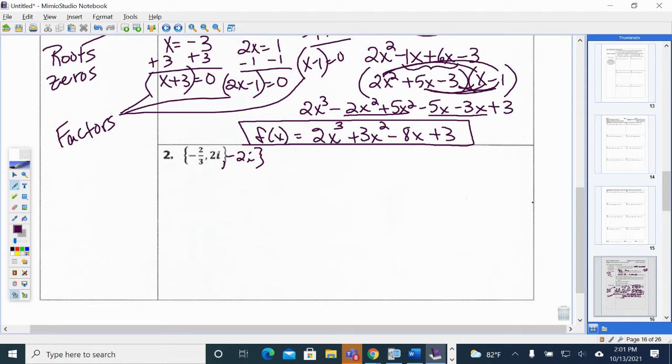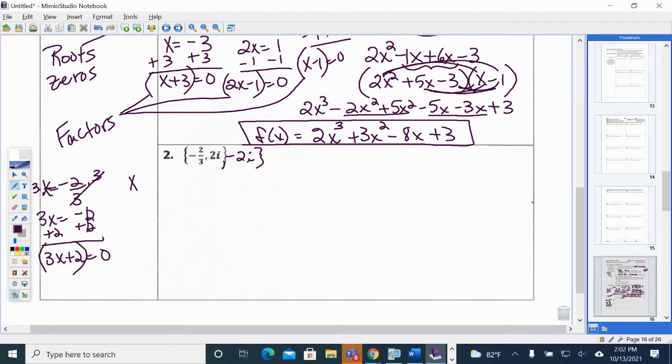And I'm going to use this space to the left. I got x equals the negative 2/3. We're going to multiply both sides by 3 first. And we get 3x equals the negative 2. Add the 2. And we get 3x plus 2. So there's one of my factors.